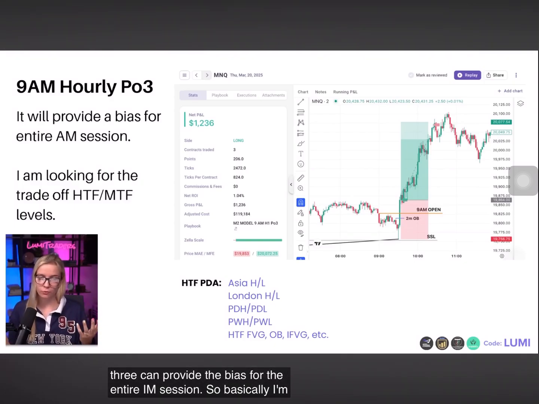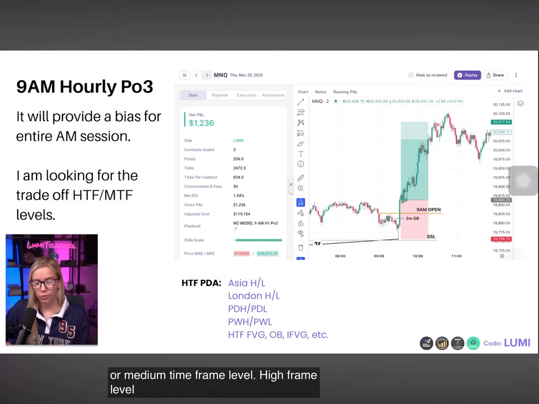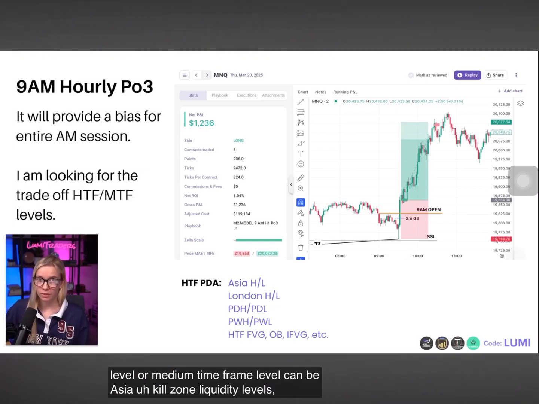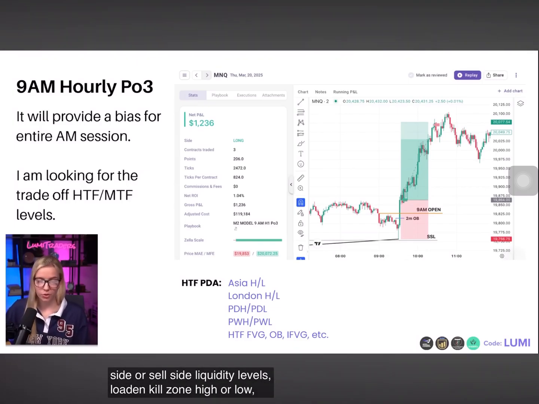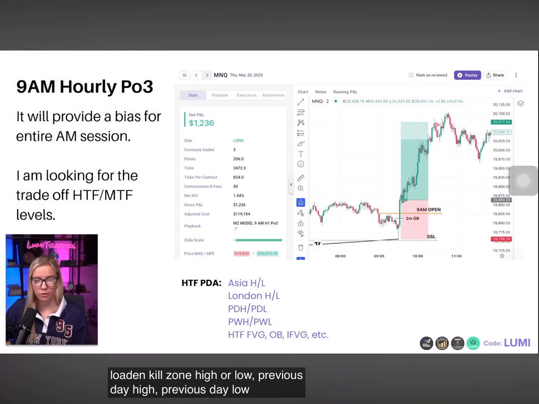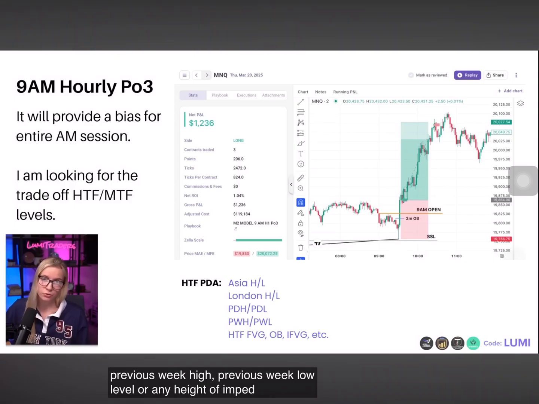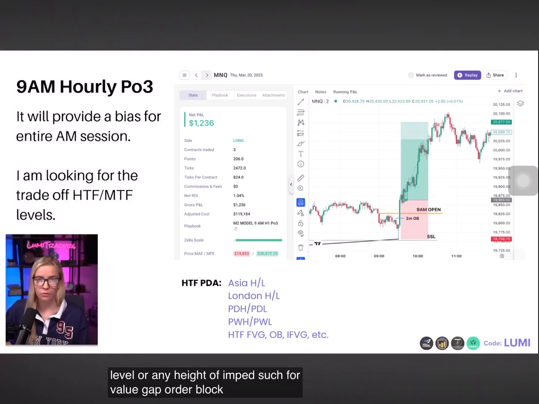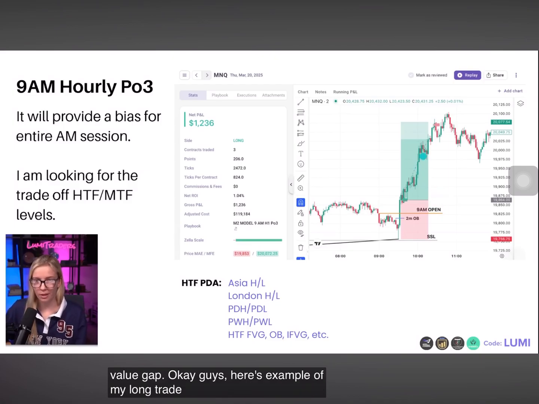So basically, I'm looking for the trade of a high time frame or medium time frame level. High time frame level or medium time frame level can be Asia kill zone liquidity levels, buy side or sell side liquidity levels, London kill zone high or low, previous day high, previous day low level, previous week high, previous week low level, or any high time frame PD array such as fair value gap, order block, inversion fair value gap.